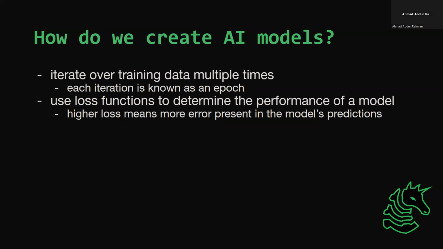And you use what's known as a loss function to determine the performance of a model, right? So a lot of times it's cross entropy loss, or these are various criterions that you can use, and it just defines how well your model is doing. So higher loss means that you have more error present. It's farther off from where it's supposed to be. So if your model is only getting 25 out of 100 images right, it will have a higher loss than if it's getting 80 out of 100 images right.